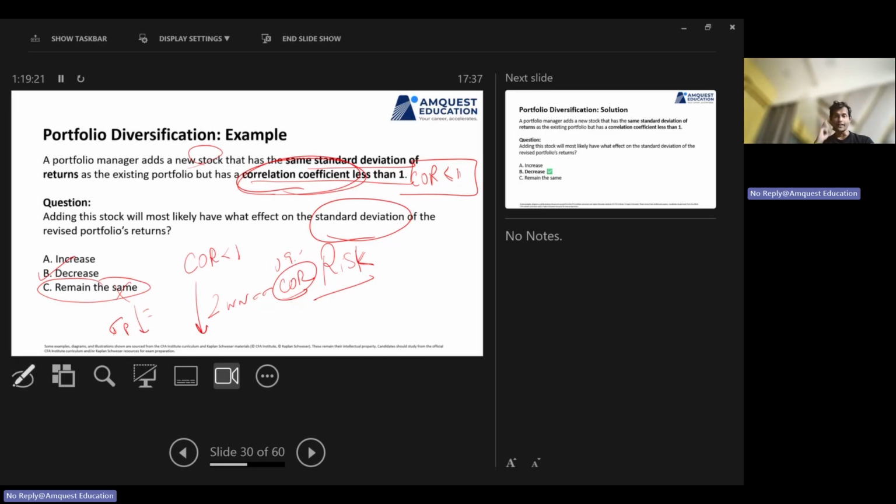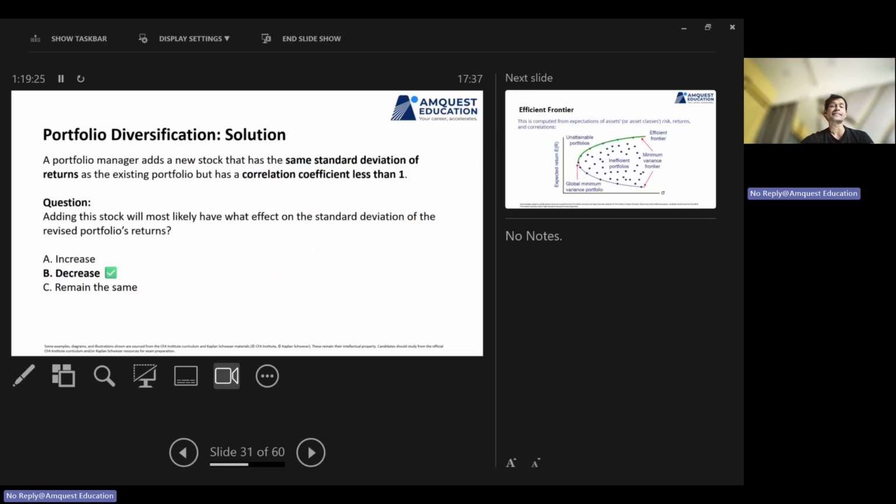Got it? So less than 1 means the portfolio's deviation will go down, and that is called portfolio diversification. So always add a stock which has a correlation of less than 1, best negative correlation. Clear? Okay.